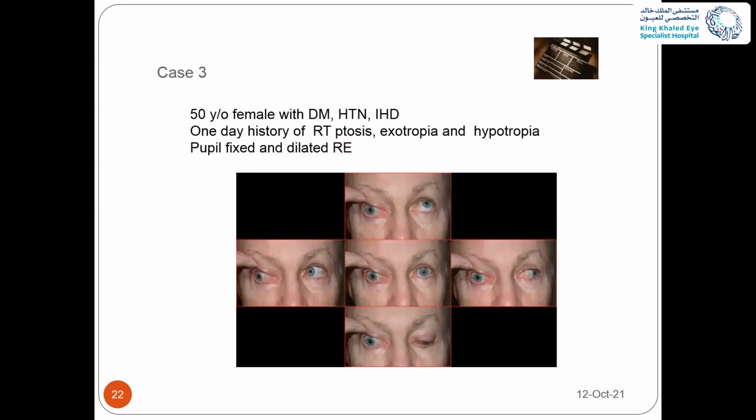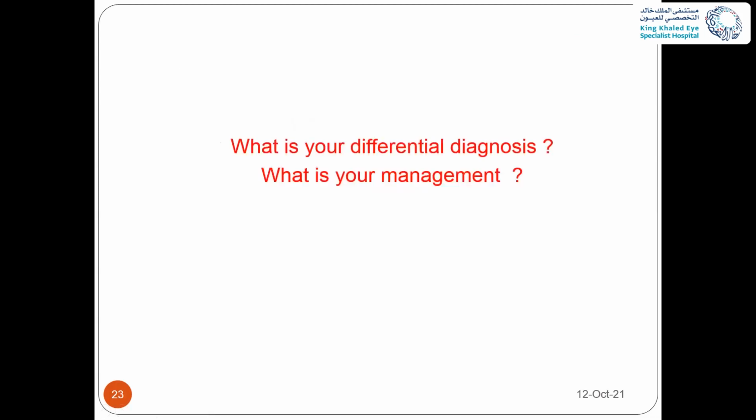Let me go to case 3. This is a 50 years old female, diabetic for the last 20 years, with hypertension and ischemic heart disease. 1 day history of right eye ptosis, exotropia, and hypotropia. Pupil is fixed and dilated in the right eye, as you see here as well. So the same presentation as the young male. What's the differential diagnosis and what is your management?